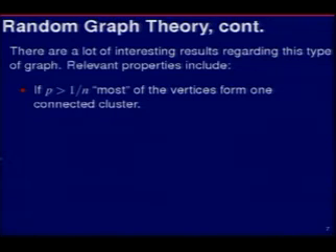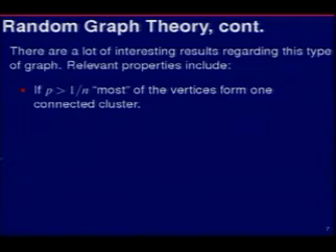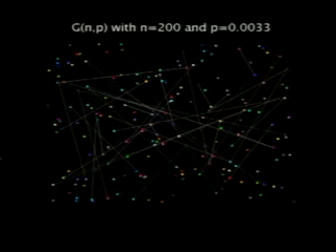So, for instance, the point is, if this p is greater than 1 over n, then you're going to get what is known as a connected cluster, which means that most of the vertices, for some definition of most, you're going to have a very big part of the vertices all connected to each other, by which we mean that we can travel along edges to go from any one to any other.